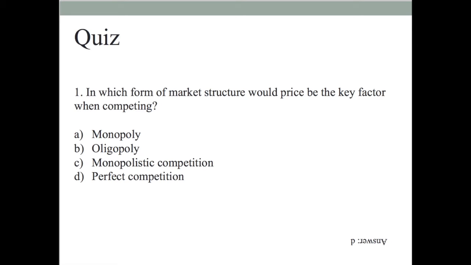The first question is, in which form of market structure would price be the key factor when competing? The answer is D, perfect competition. Because there are so many sellers, price is the key factor for them to compete to sell more products.